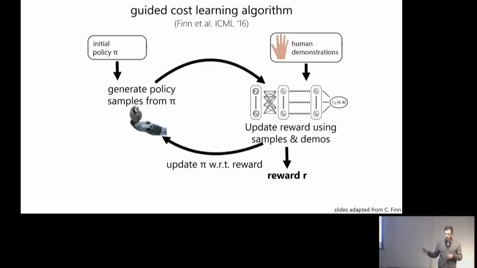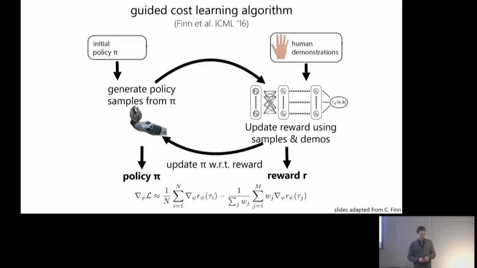And then at the end you get a reward function, and you actually also get a policy that is attempting to maximize that reward function. So if your reward function is a good match for the expert's reward, then your policy at the end will also be a good match for the expert's policy. So you actually get both the reward and the policy at the end together. And of course, the improvement for the reward is given by this equation.